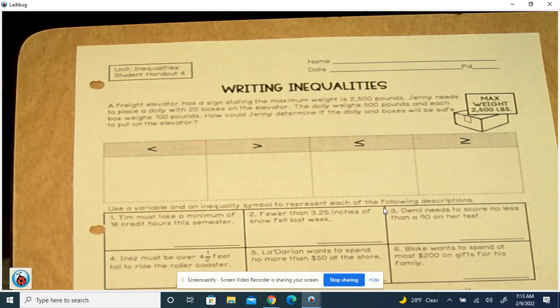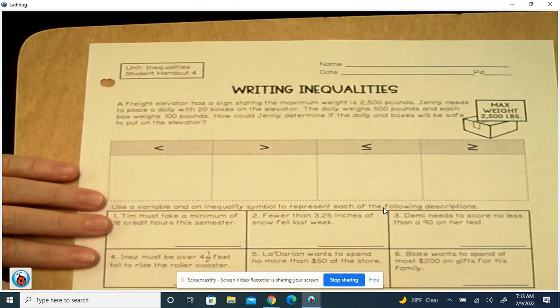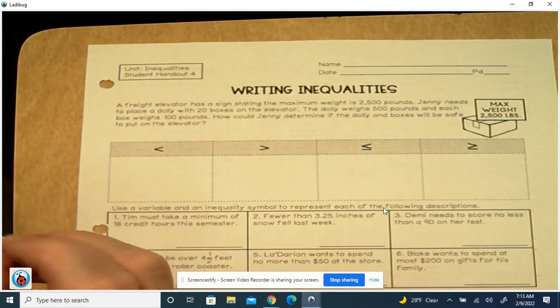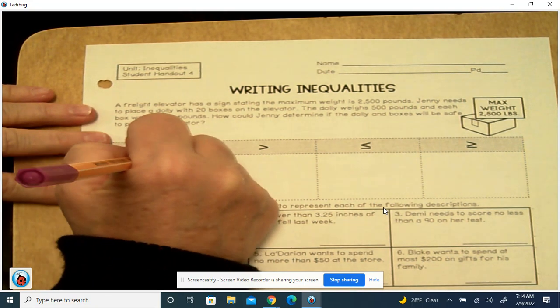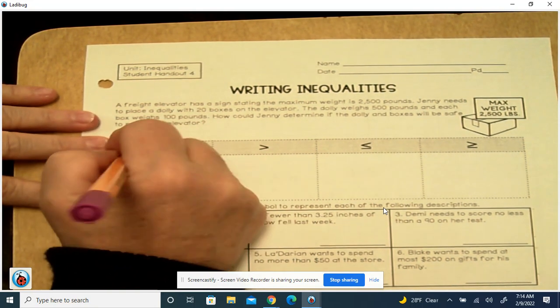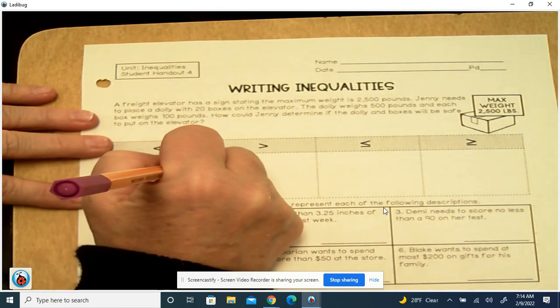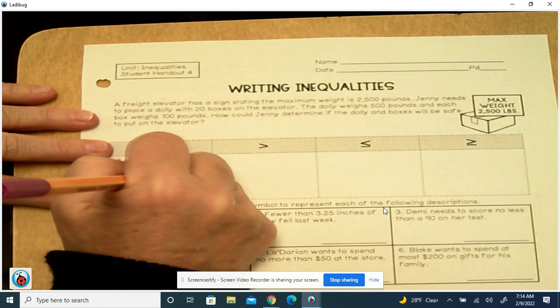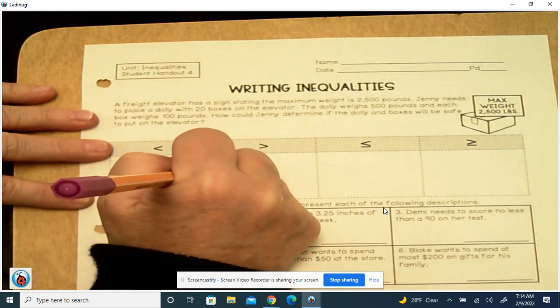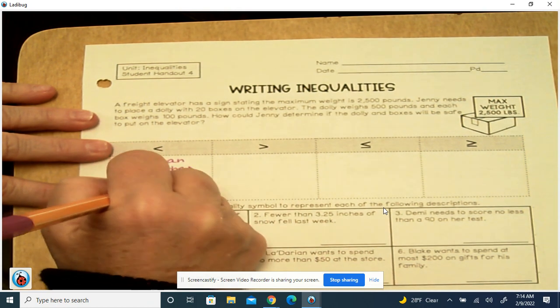First thing we're going to start off with is some words that tell you which one of these signs you would use. For less than, obviously it's less than. Fewer than. Smaller than. Below. And under.